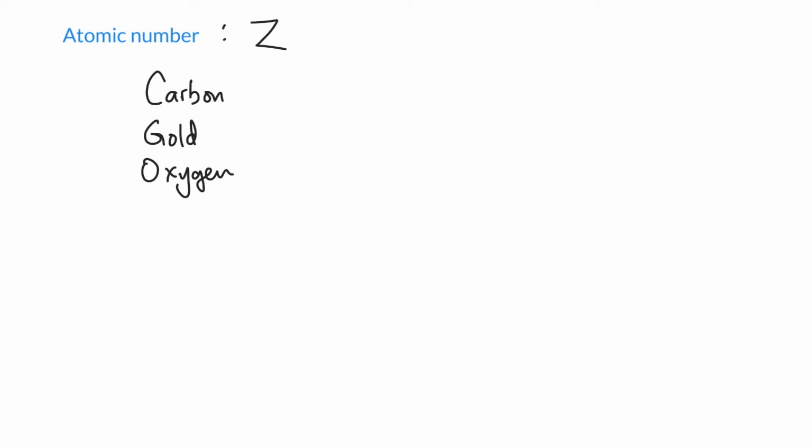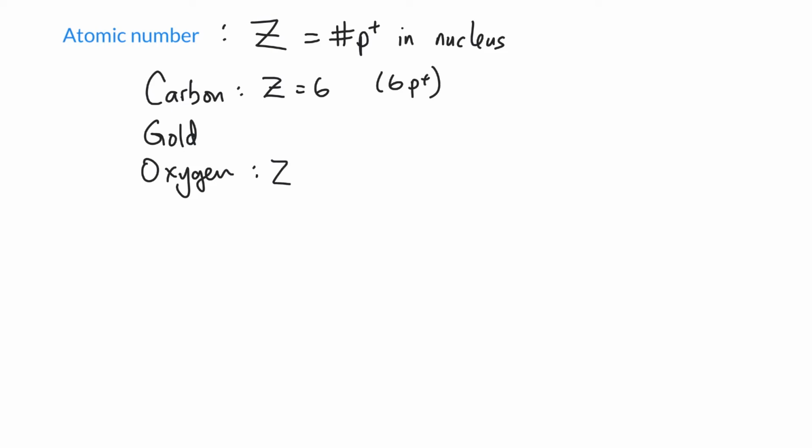The atomic number we normally give the symbol Z to. And it turns out that it is the number of protons in the nucleus that determines what kind of element we have. So for instance, carbon has an atomic number of 6. So carbon atoms are anything that contains 6 protons in their nucleus. It doesn't matter what else they have. If they've got 6 protons, they are called carbon. Oxygen has an atomic number of 8, which is to say it's got 8 protons in its nucleus. And gold has an atomic number of 79. So that means that gold atoms have 79 protons in their nucleus.